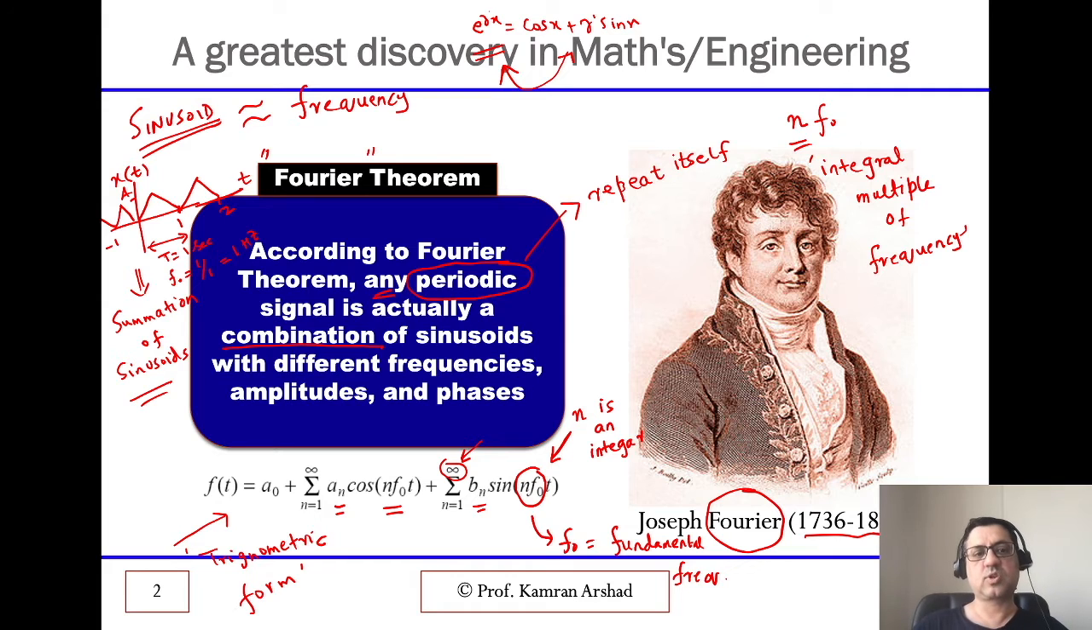So the fundamental frequency is 1 hertz, and then there are integral multiples of this fundamental frequency, which means it might have 2 f naught, meaning 2 hertz, 3 hertz, 4 hertz, 5 hertz, and so on. But it cannot have 1.5 hertz or 2.2 hertz. No, it should be integral. n is an integer here, right? So it should be an integral multiple of the fundamental. So this is what Fourier is.